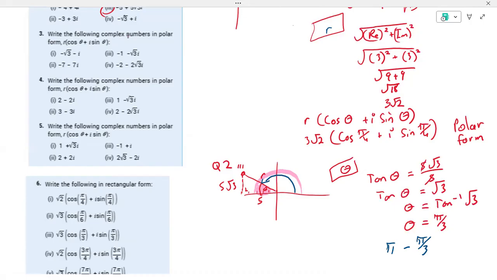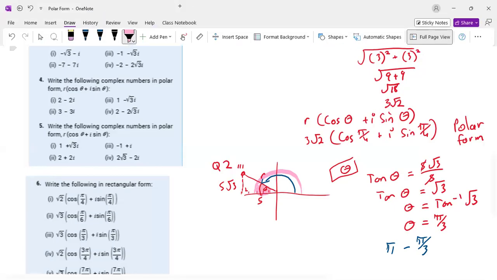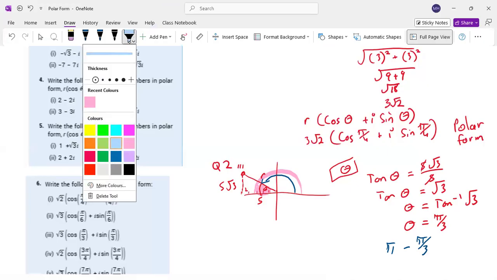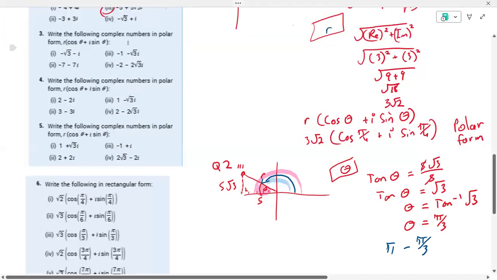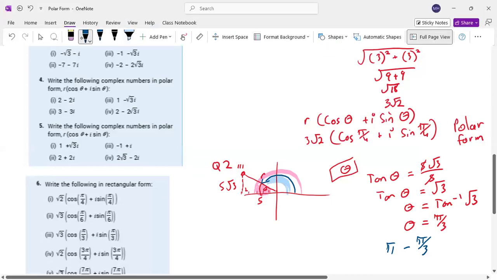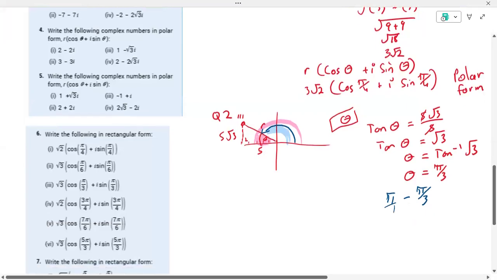So I'm doing 180, take the angle, and that gives me the blue, what we call the argument. So remember, the argument goes from the positive sense of the x-axis to the complex number anti-clockwise. So it's this bit I'm interested in. So I then work that out. That's technically over 1. So that's 3 pi minus pi. So that's 2 pi over 3.